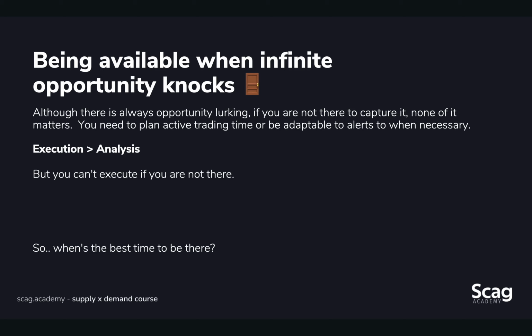So you need to plan some sort of active trading time, or you have to at the very least be adaptable to alerts when necessary, right? Because we are teaching execution over analysis. So far, we've talked a lot about analysis, a lot about seeing the market in a certain way so you can then go in and execute based off what you see. But now we're going to get into the nitty gritty of actually executing, taking attempts, taking losses, taking wins, managing trades. And with that, being available is the number one thing. Being able to put time in is the number one thing.